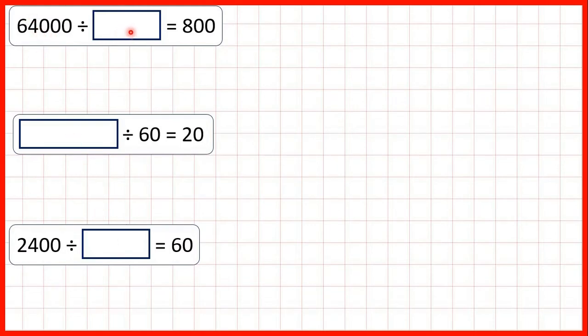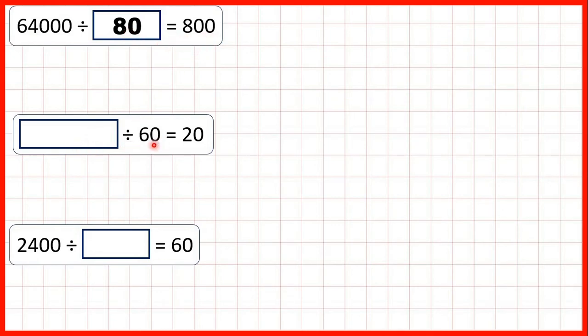64,000 divided by what is 800? Well, 64 divided by 8 is 8, but then we need an end zero. That's because we can cancel 1 end zero, and that would leave us with 2 end zeros in our dividend, so that's why we have 2 end zeros in our quotient. 6,400 divided by 8 is 800, so 64,000 divided by 80 must also be 800.